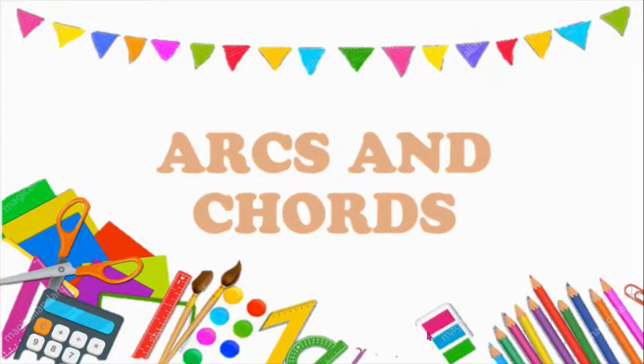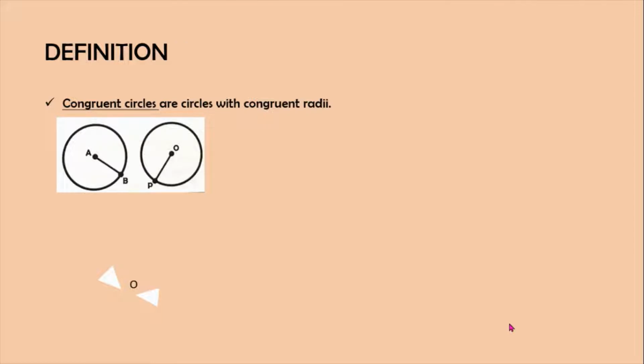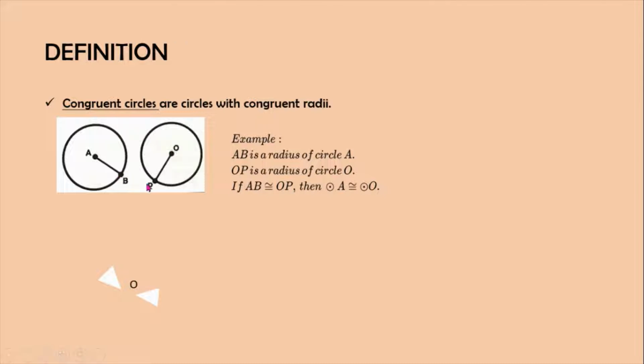Arcs and chords. Let us start with these definitions. Congruent circles are circles with congruent radii or radiuses. Let us have this example. AB is the radius of circle A, and OP is the radius of circle O. So if AB here is congruent to this OP, then circle A is congruent to circle O.